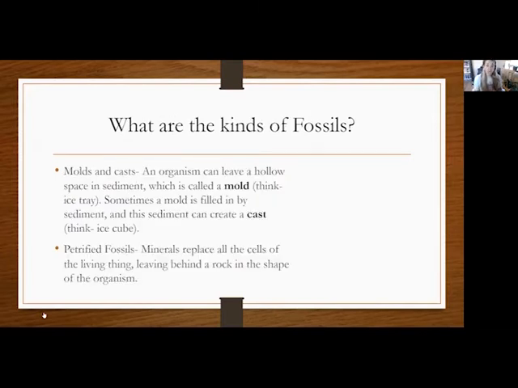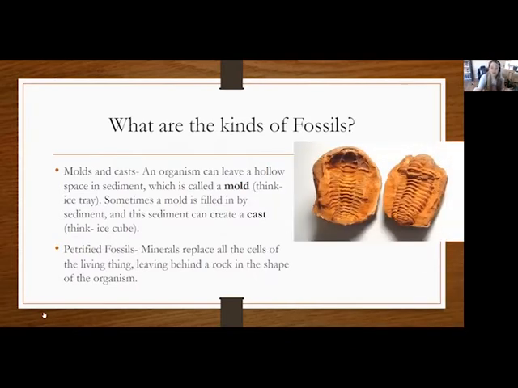Our next big question, what are the kinds of fossils? The first bullet point here is actually two kinds of fossils, but they're so interconnected that I made them a single bullet point. Okay, so molds and casts. Sometimes an organism that dies in sediment that can make it into a fossil will leave a mold. And sometimes that sediment fills into the mold and leaves a cast. The way I remember the difference between a mold and a cast is that a mold is kind of like an ice cube tray, while a cast is kind of more like the ice cube itself.